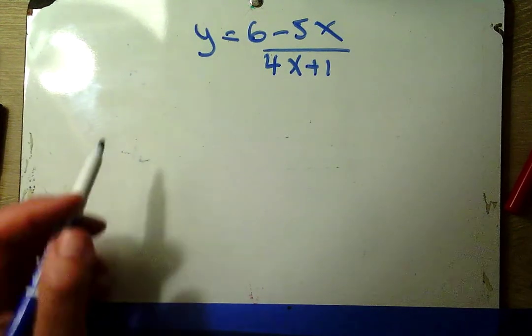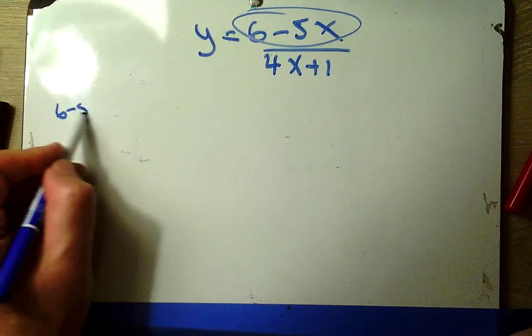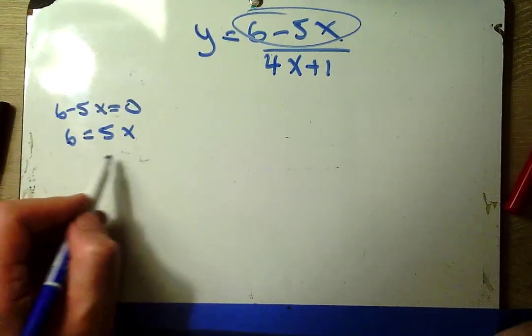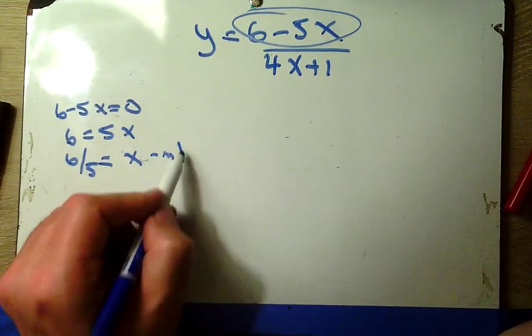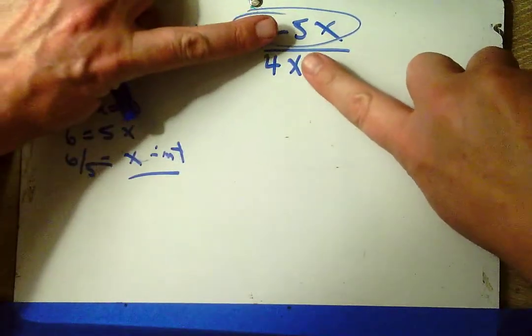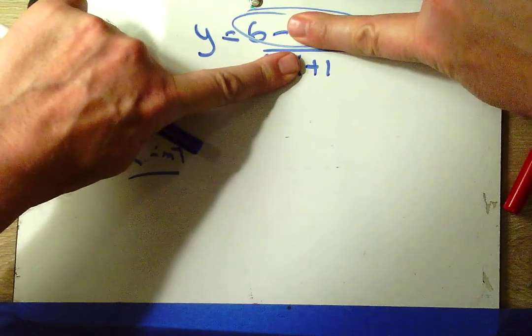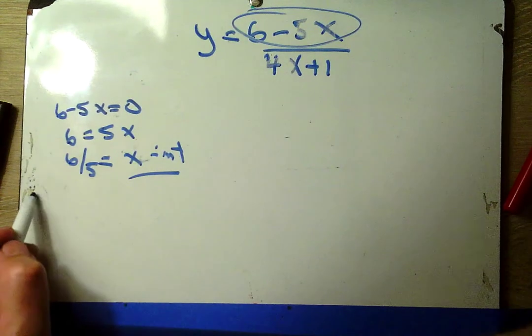Hi, welcome back. So we set the top equal to 0 to find, what was it again? That's right, that's our x-intercept. We set x equal to 0 to find the y-intercept. So my y-intercept is going to be 6 over 1, or 6.